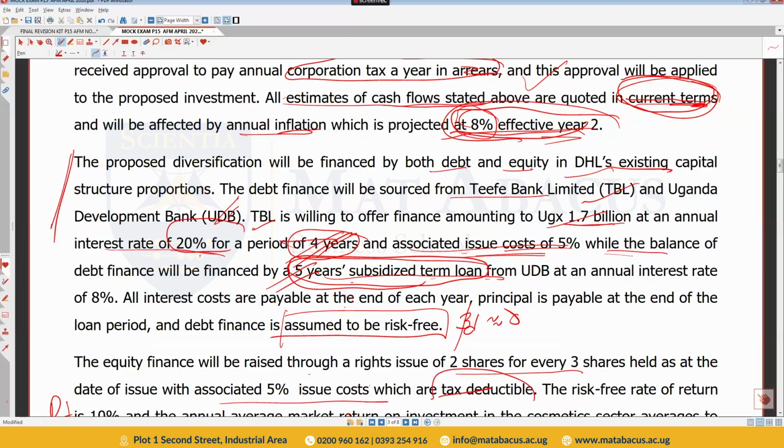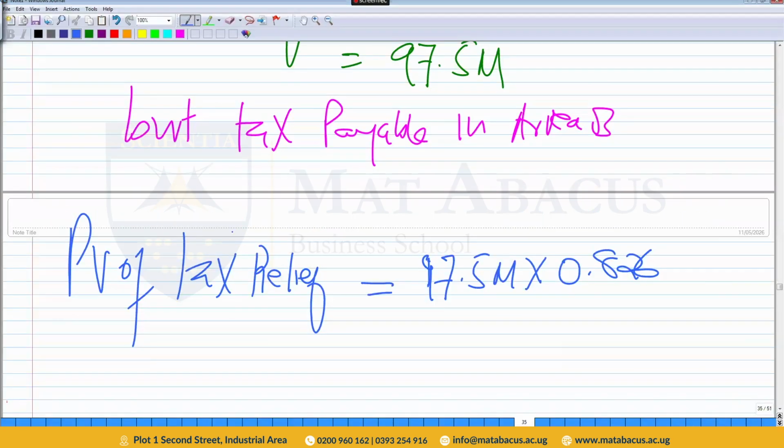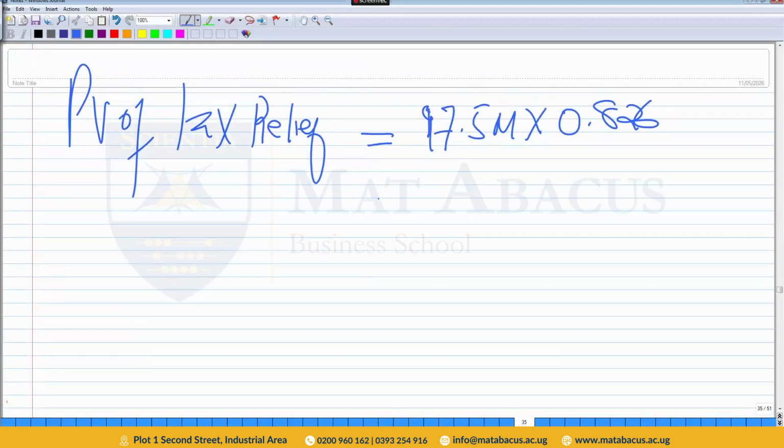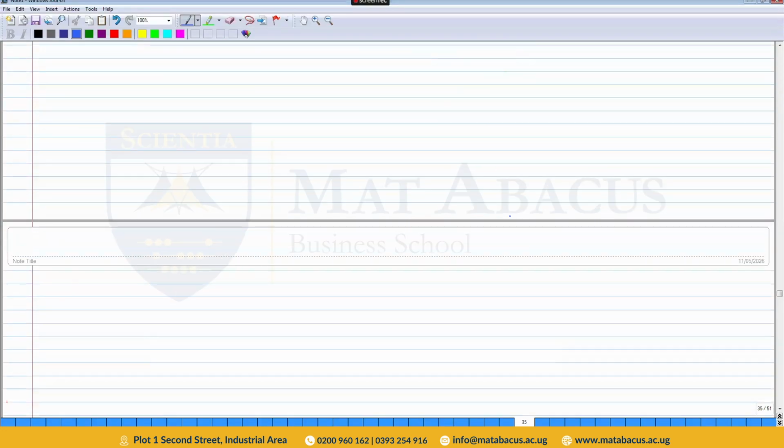Interest costs. All interest costs are paid at the end of each year. Yeah, the principal is paid at the end of the period. I think that is it. And therefore, when you discount that, you should be able to get 80.5 million.